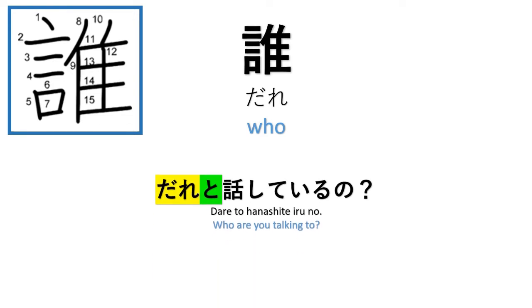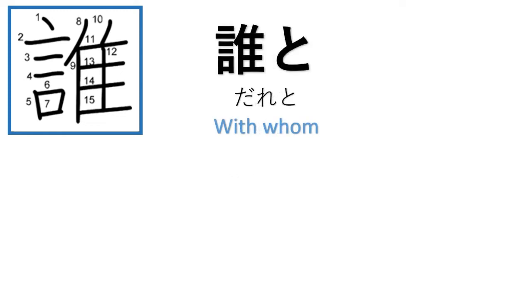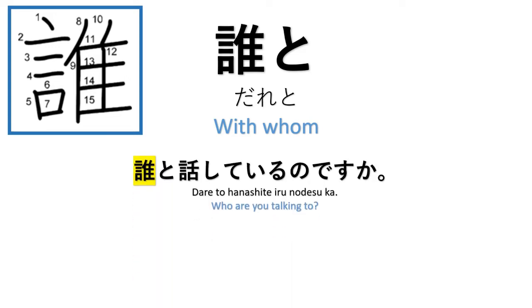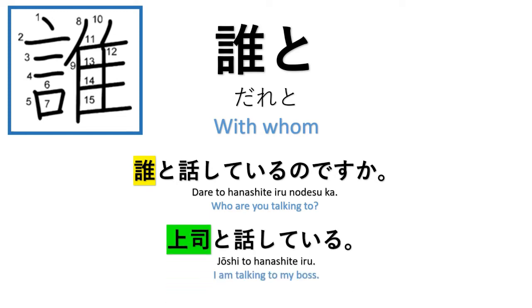Or we can use dare with the particle to. Dare to hanashiteiru no? So we can combine dare with to, not only with ga. Dare to, with whom? Dare to hanashiteiru no desu ka? Who are you talking to? Joshi to hanashiteiru. So dare is changed with joshi, the boss.